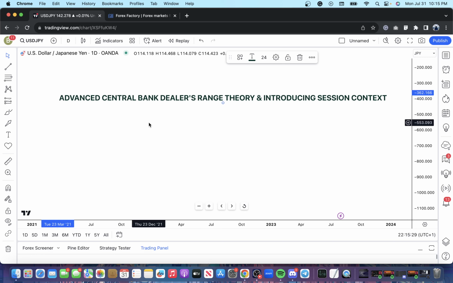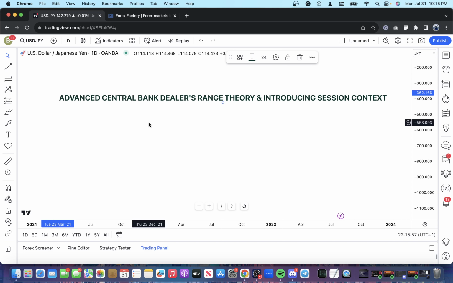That's always been my goal for years now. And honestly, I believe that's why I have a very deep understanding of price action itself, because the goal is to understand why the market does certain things and how to take advantage of them or how to avoid certain conditions in price. Now we're going to talk about advanced central bank decision theory, and we're also going to talk about introducing session context.